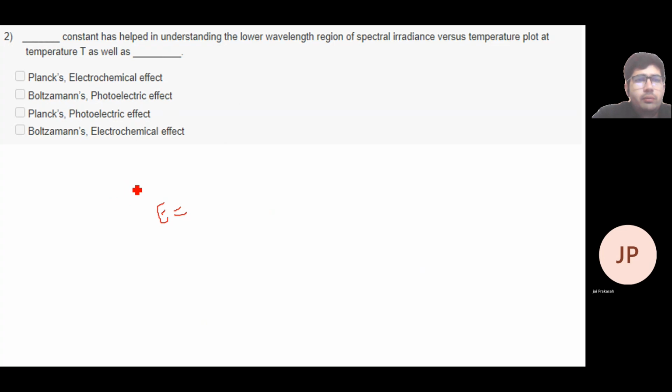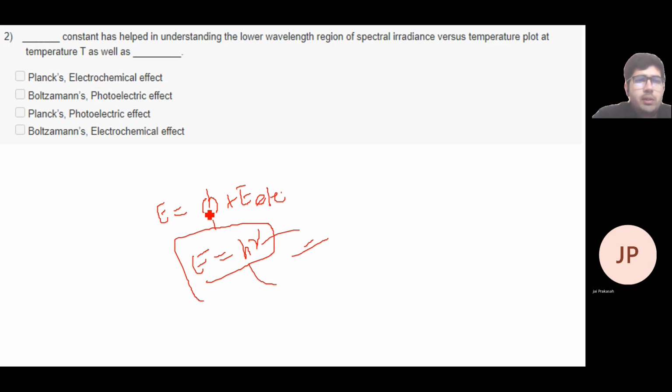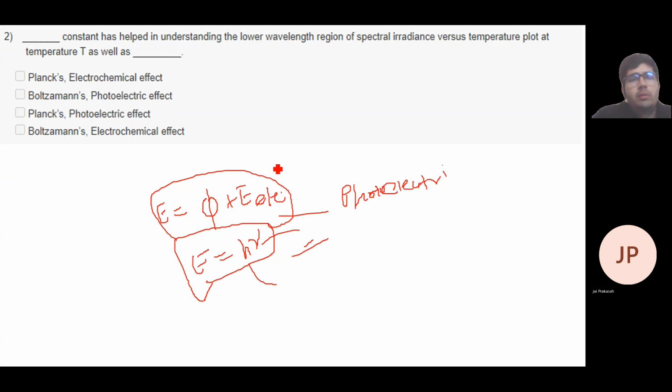E is equal to phi plus E electron, and E was h nu, where h was Planck's constant and nu was frequency. This equation was describing the photoelectric effect.